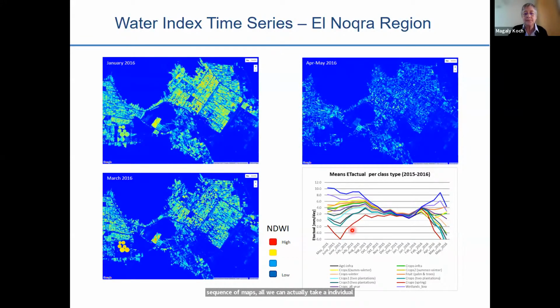Which we did here. So for each of these fields, we know what crops they have planted. We can also map that from Landsat images. So here we have in different colors the different crops, and then we can monitor over time the actual evapotranspiration that happens.